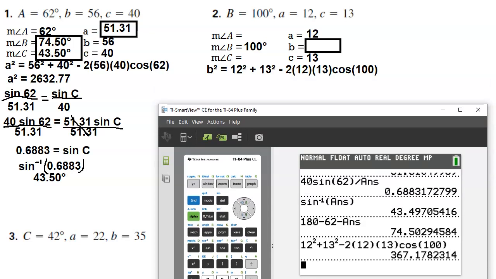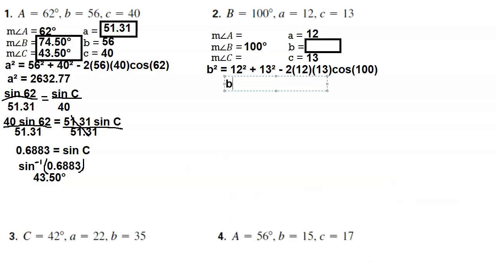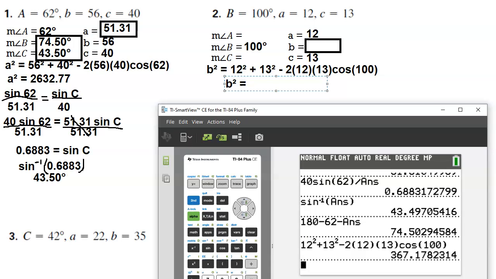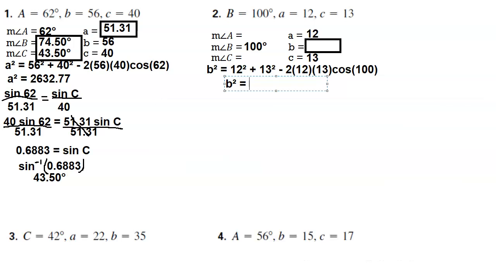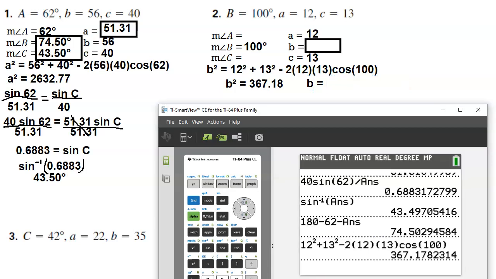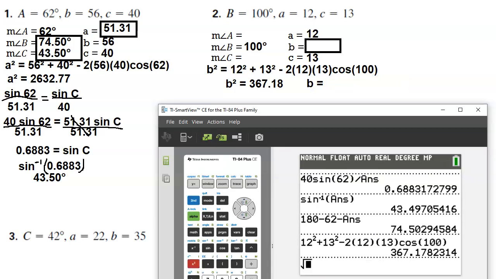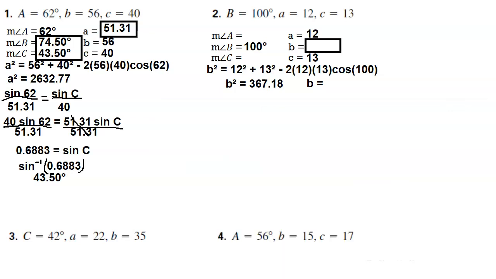All right, there you go. B squared equals, oh, what was that number? It was 367.18. Obviously, we don't want b squared. We want b, so we're going to have to do the square root of that number. $19.16. There you go.